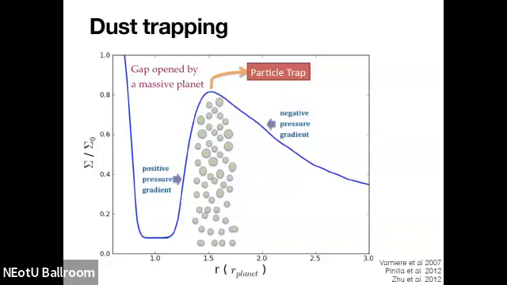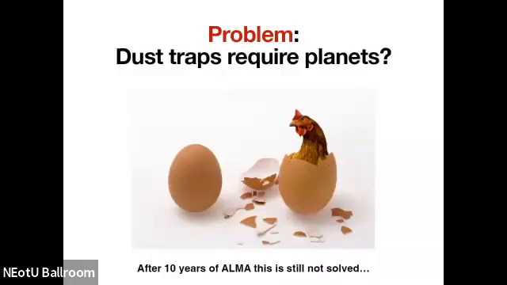So this is called a particle trap or dust trap, and this is a way that we're now understanding all of these dust rings and also dust asymmetries in many of these ALMA disks. However, I'm sure you realized the problem here. If you need a planet to create a dust trap, but you need a dust trap to grow dust grains to a planet, yeah, you essentially create a chicken and egg problem.